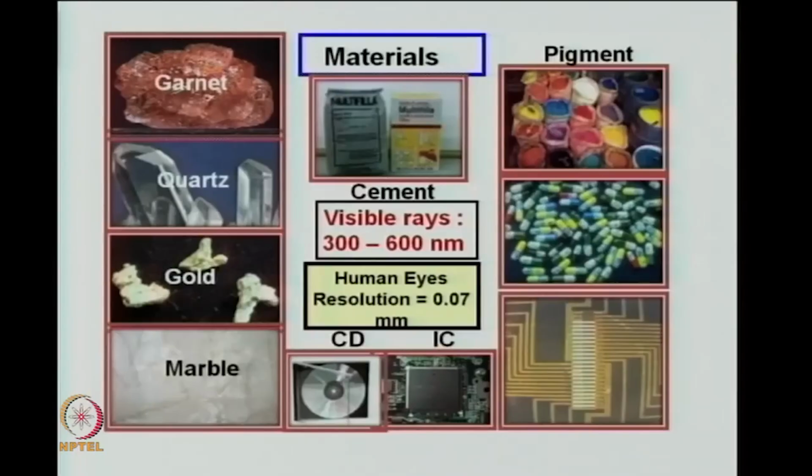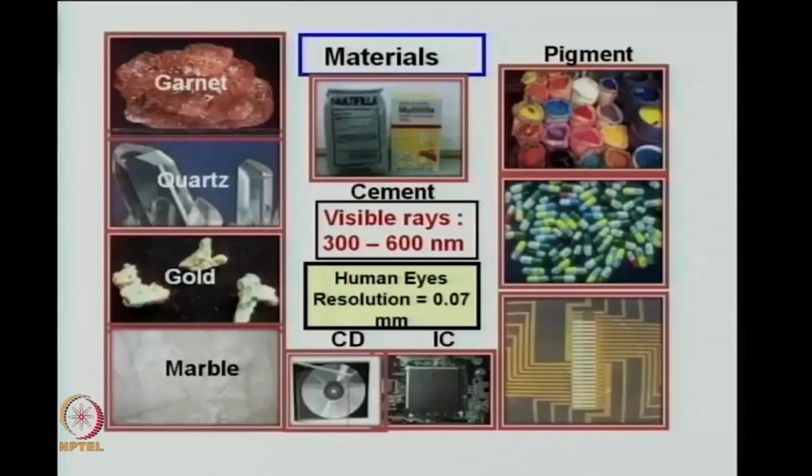Apart from that, there are a lot of drug molecules which are used in pharmaceuticals, or dyes and pigments which are used in daily life. These are man-made materials, and most of the materials that we can see with our naked eye have to have a size within the dimensions of the visible rays, which is 300 to 600 nanometers. We are using visible rays to see them with our eyes, and we cannot see objects which are smaller than 0.07 millimeters with our human eyes.